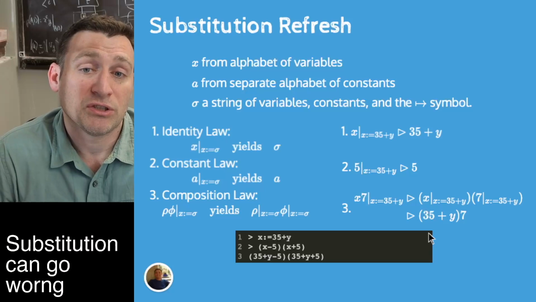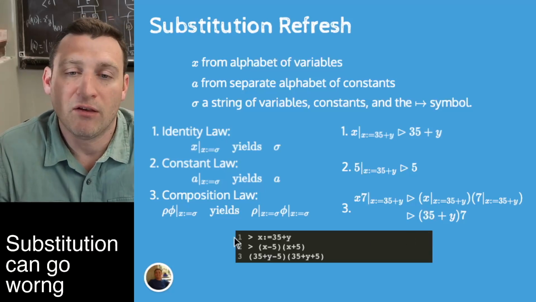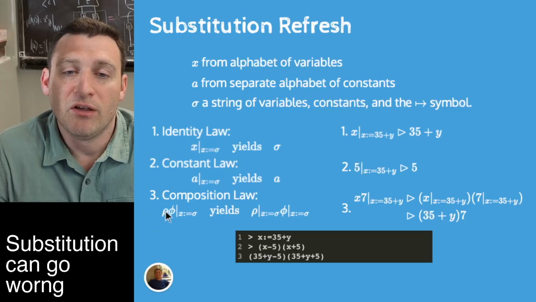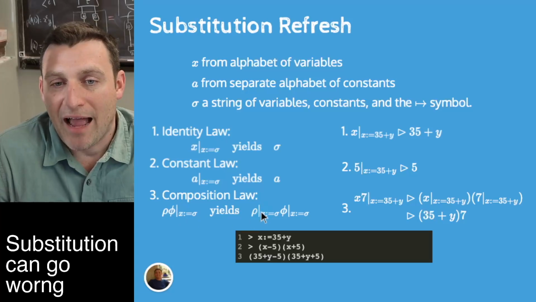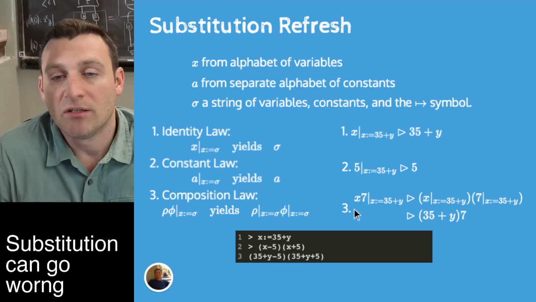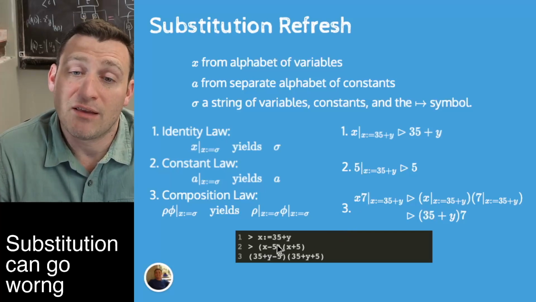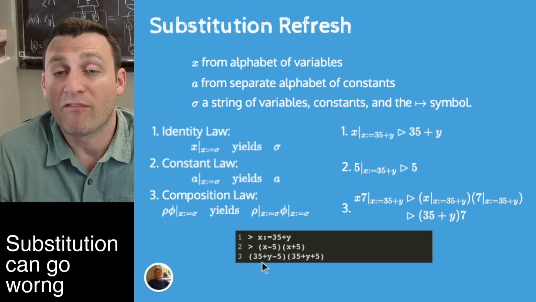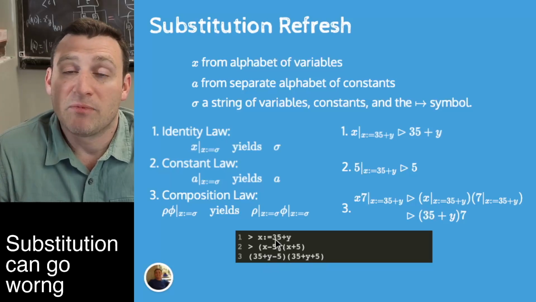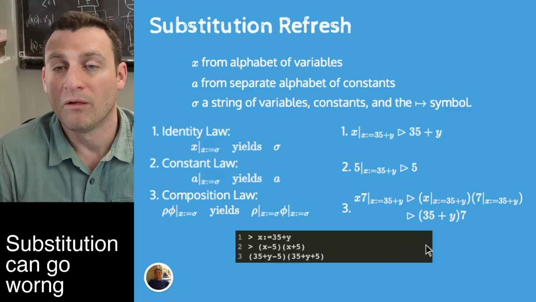Then there's a composition law. We take the same rules we have and we just use them over and over and over again. If we have two things stuck next to each other, let's say rho and phi, and then we substitute for sigma, we should basically just ask for the substitutions of the two parts. So we could see an illustration here in code. We could have x is 35 plus y. Then in the string x minus 5 and x plus 5, we see we get 35 plus y minus 5 and 35 plus y plus 5. The x being 35 plus y just simply went into the two locations recursively.